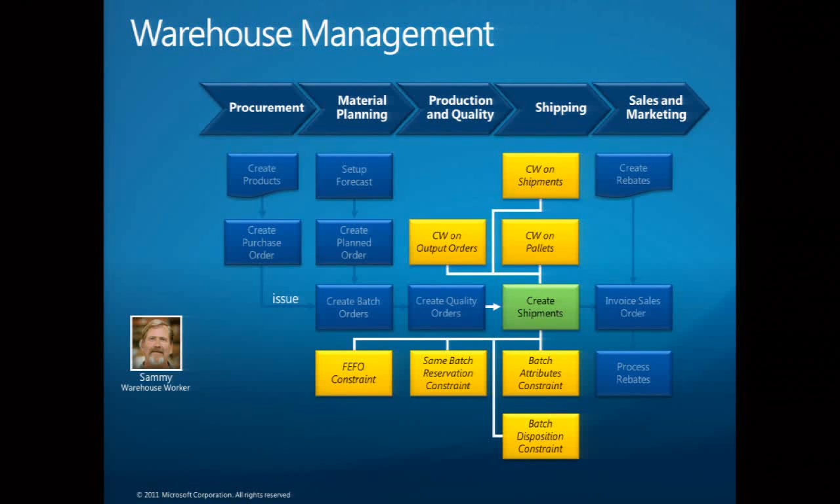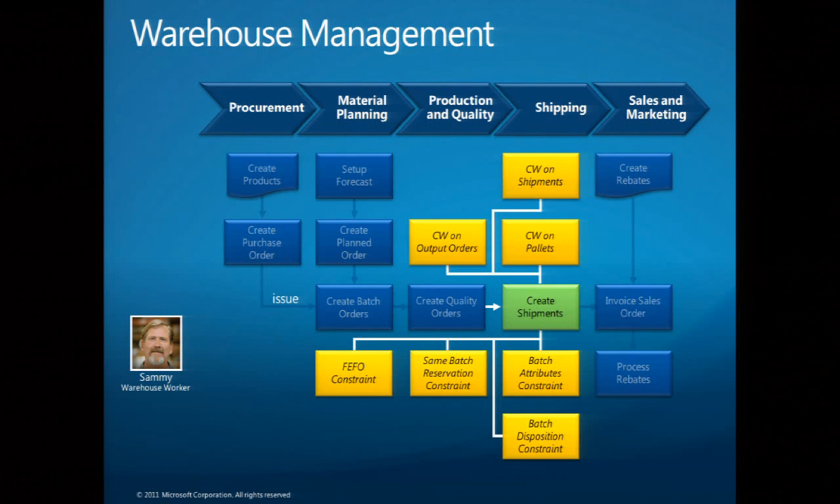Same thing with same batch reservation. If you have that kind of a constraint that you want all items to be shipped from the same batch, then the warehouse management rules will have been modified to make sure that when you ship something out, the warehouse management system suggests the picking routes and the pallet transports that you need, keeping in mind that it has to be all from the same batch, because that's the requirement.